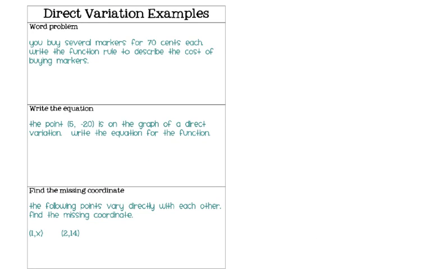All right, so direct variation example. So here's a word problem. You buy several markers for 70 cents each. Write the function rule to describe the cost of buying markers. So our slope here is 70 cents each. Each is one of those keywords. So 70 cents we write as 0.70. The y-intercept is 0 because there's none of those keywords for y-intercept, like initial fee, initial cost, anything like that. And so to write the equation would just be y equals 0.70x, and then that's it.